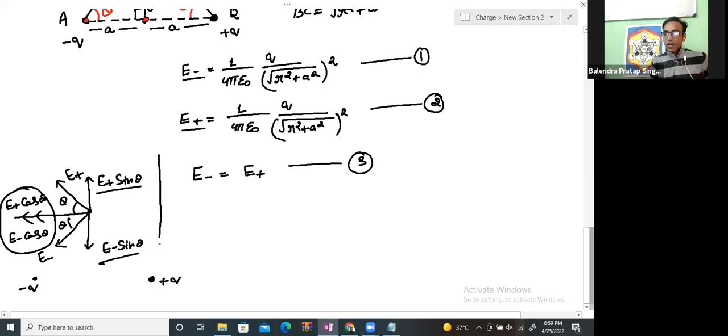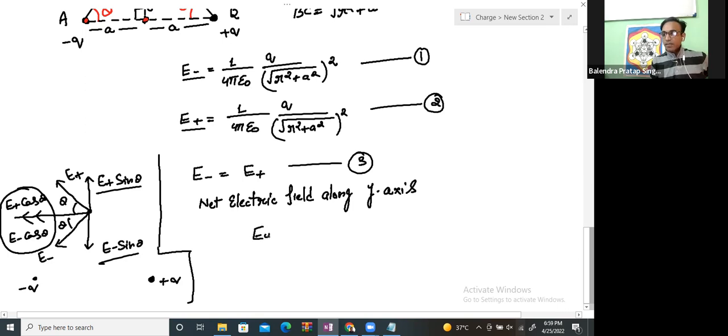Okay. So now let me find the net field along the y-axis. What is the net electric field along the y-axis? That is Ey. The net electric field along the y-axis, Ey, is equal to E plus sine theta, and they are opposite in direction. E plus sine theta and E minus sine theta are exactly opposite to each other.